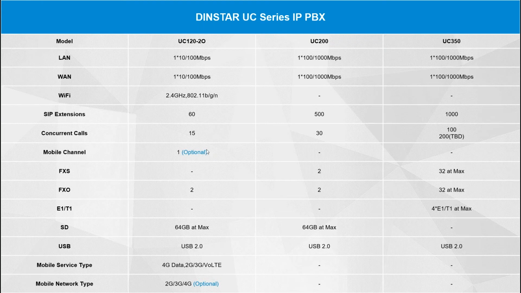a table for the comparison of different models. Here we can see that we support only one LAN and one LAN. Wi-Fi and extensions are very different already. Here we can see the concurrent calls are also different, and the mobile channel, GSM channel or LTE channel, is optional. So you can consult our sales if you want to buy the GSM or LTE slot.